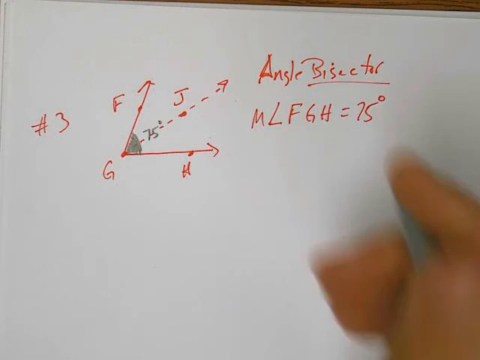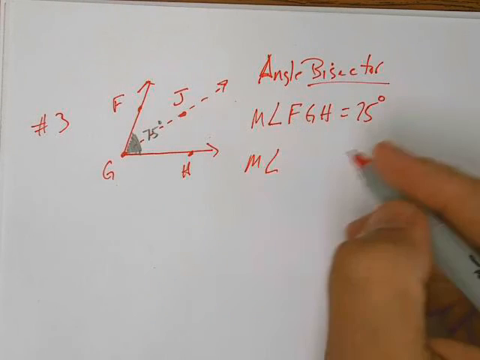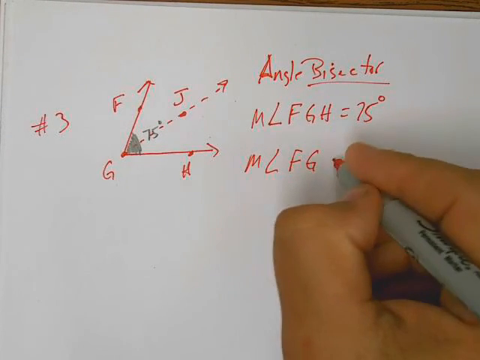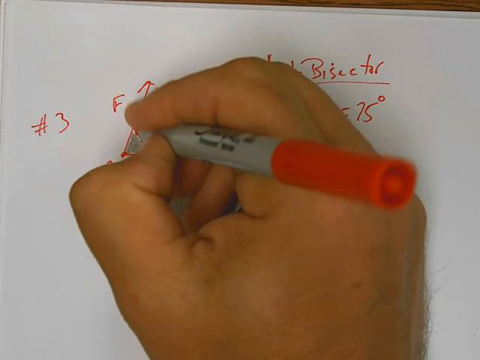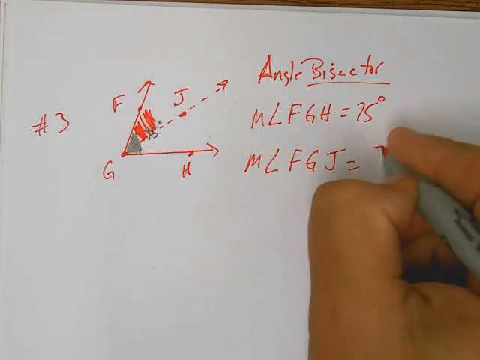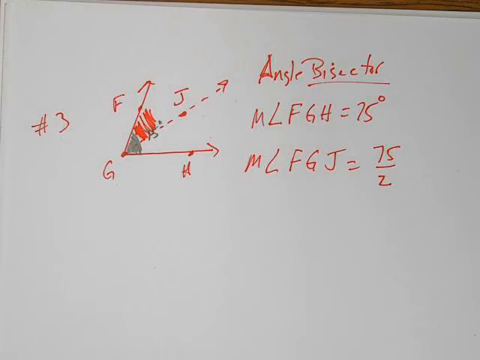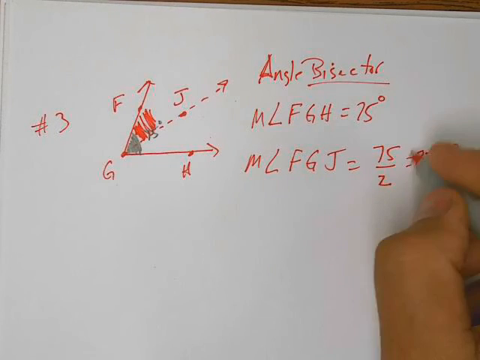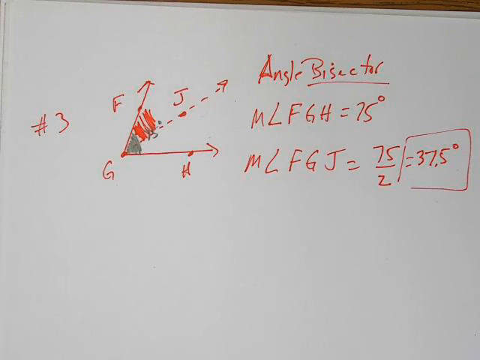That's right. So all we have to do to find the measure of angle FGJ, which is this one right here, is take half of 75, because it's half of the whole thing. Which then is, what, 37.5? And we're done. Simple.